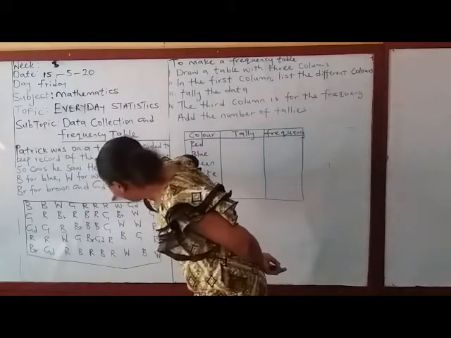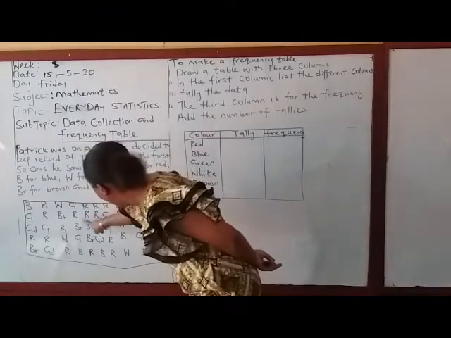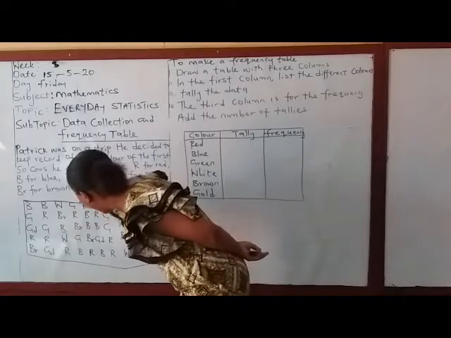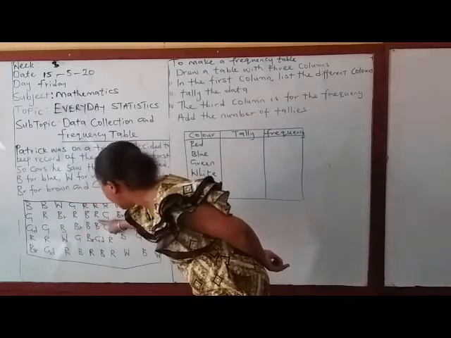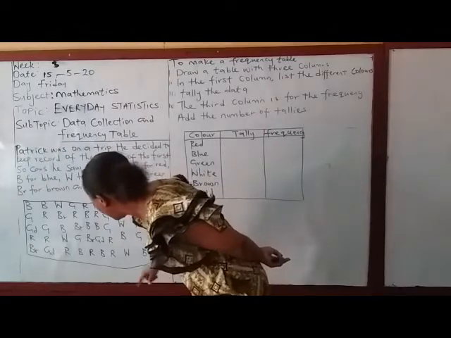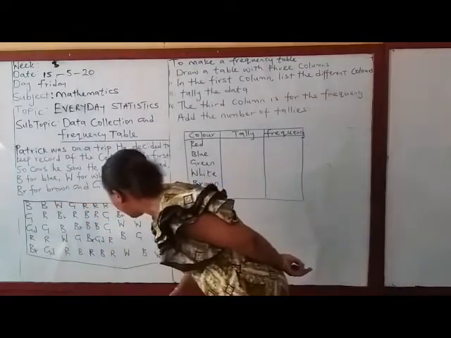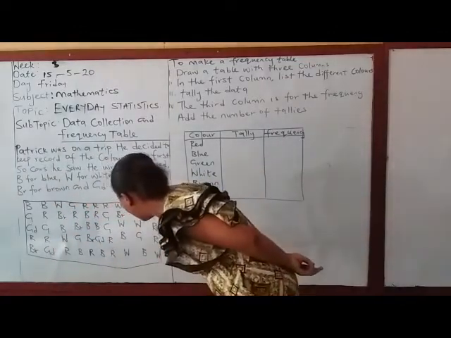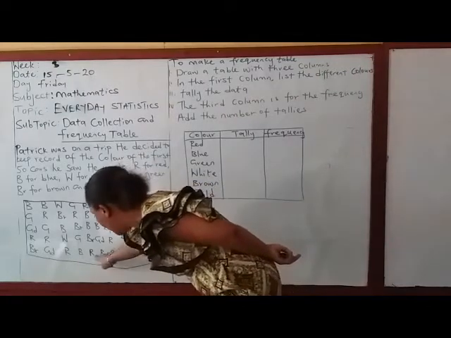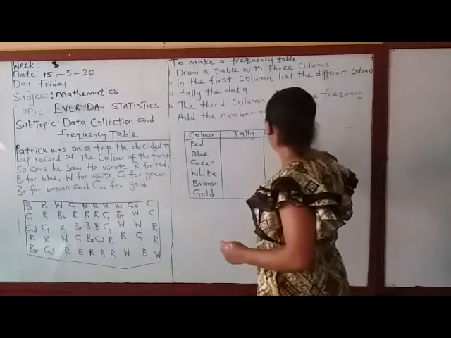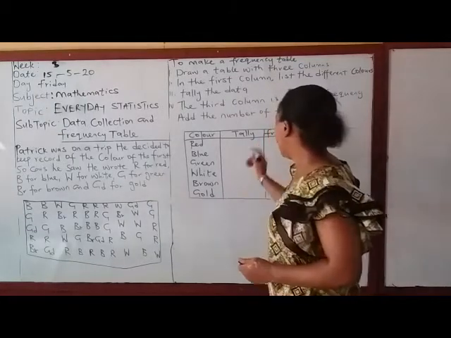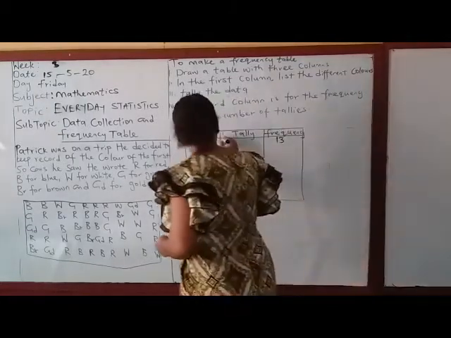1, 2, 3, 4. Okay. 1, 2, 3, 4, 5, 6, 7, 8, 9, 10, 11, 12, 13. The red color, the frequency is 13. So let's do tally for 13.